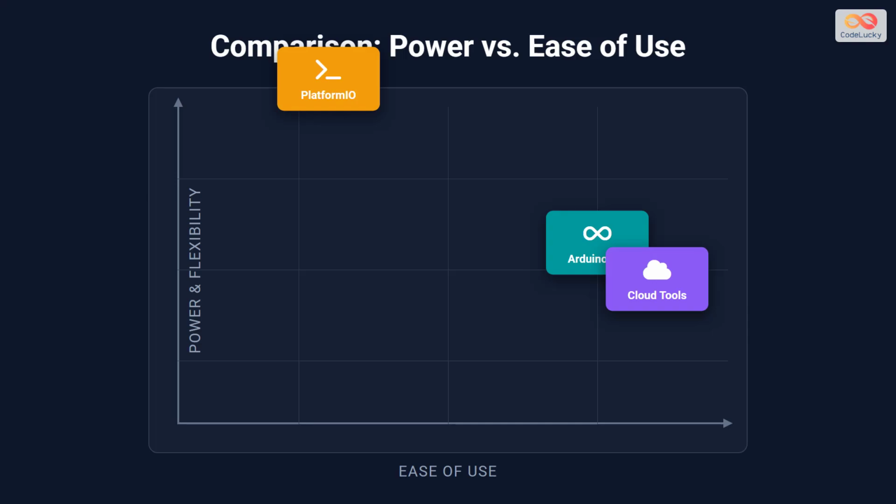When visualizing the market, we can see a clear trade-off. The Arduino IDE scores very high on ease of use, but offers medium flexibility. PlatformIO is less intuitive at first, but offers maximum power and control. Cloud tools are often the easiest to use for simple remote control tasks, but they can be restrictive if you try to build something outside their specific ecosystem.